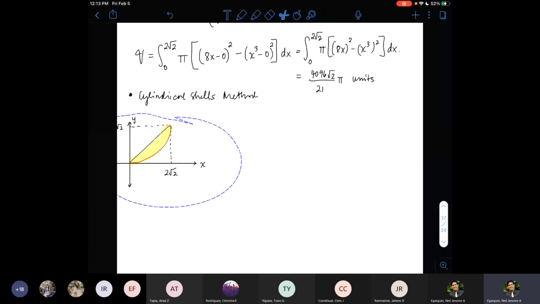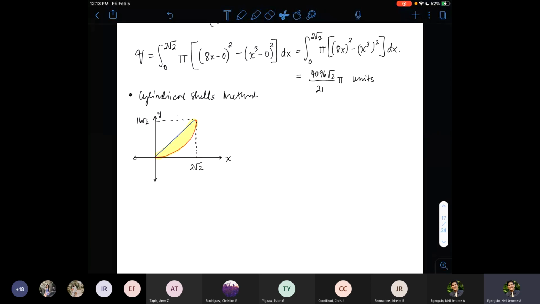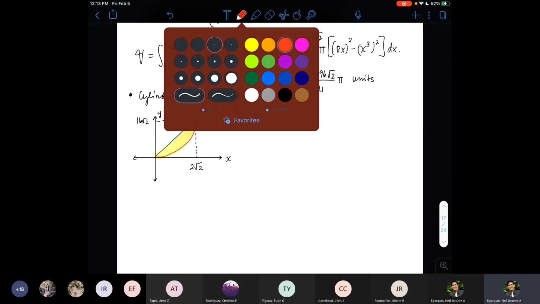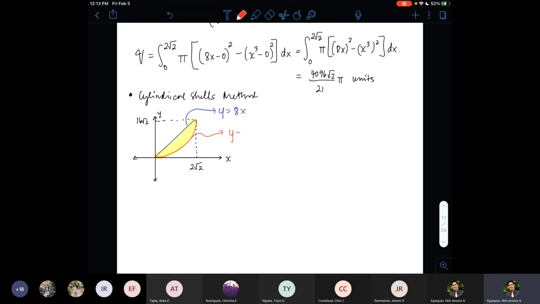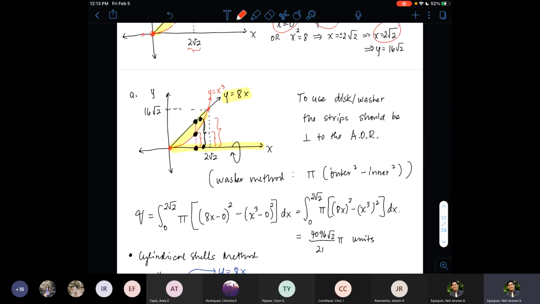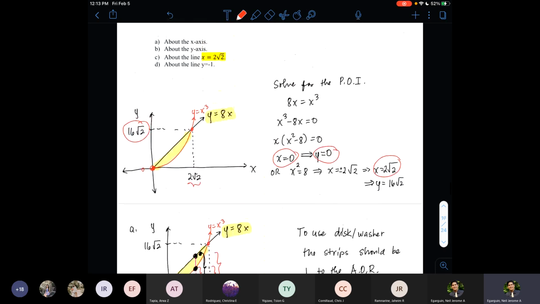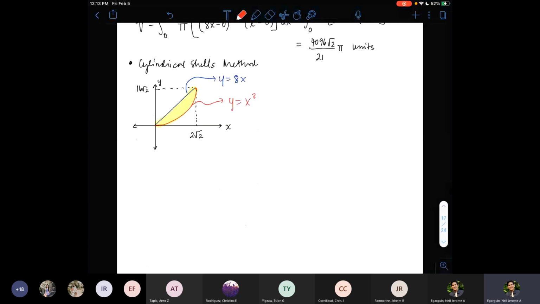Over here. Okay. So that's the region. Remember that the blue curve is y equals 8x, and the red curve is y equals x cubed. And we knew the points of intersection are the origin and (2 root 2, 16 root 2). The axis of revolution for 15A is the x-axis, so we are revolving with respect to the x-axis.